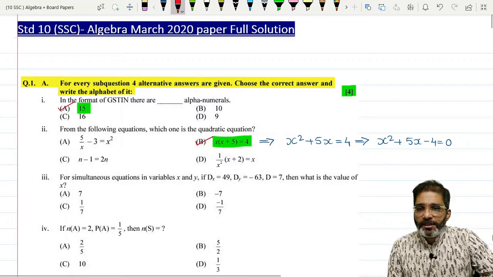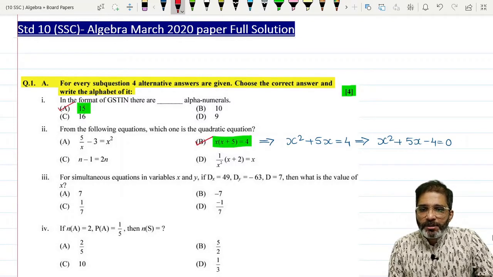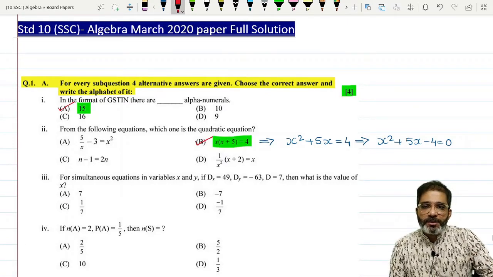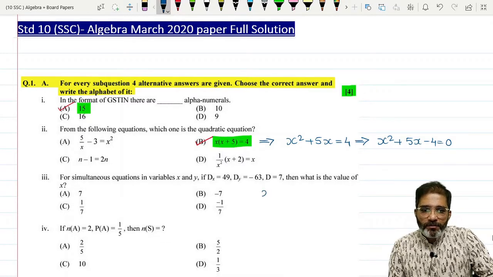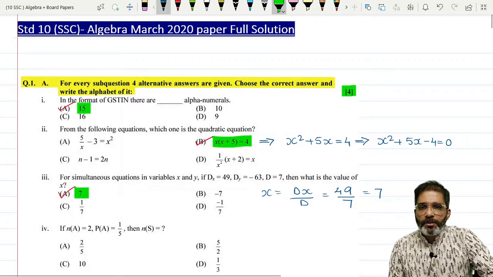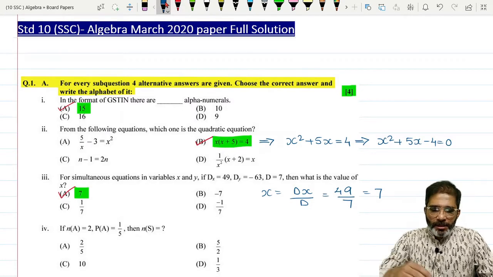Okay, let's see the next one. For the simultaneous equation in x and y, they have given dx, dy and d, and you have to find the value of x. So the formula for x is dx upon d, that is 49 by 7. Answer is 7. So the correct option is A, 7. Okay, let's see the next one.